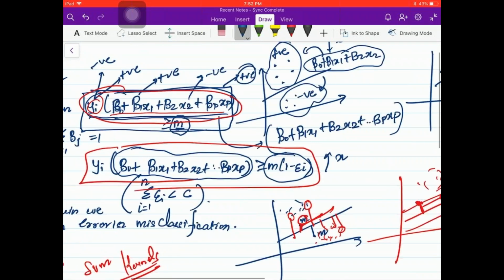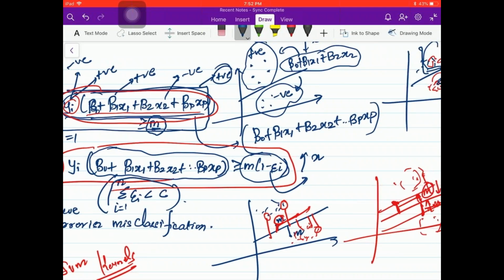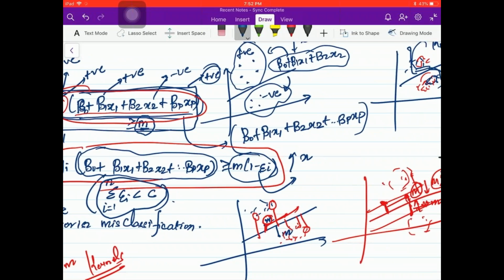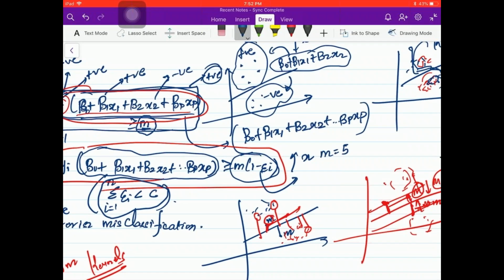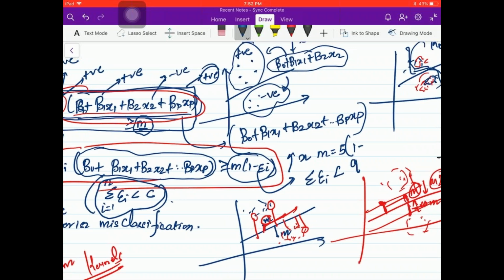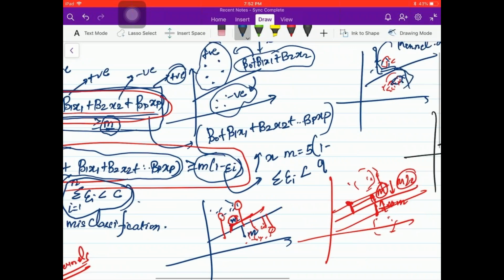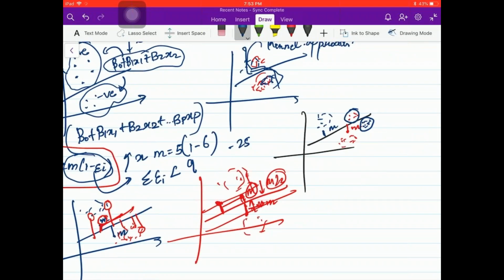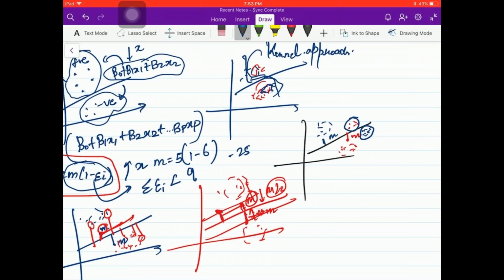So error is basically, for example, you keep a check on the total misclassification you want to have in the data. Let's take an example. Let's say M is 5, and I take sigma of error, it should be less than 9. In some cases I can take EI as 6, so it means minus 25, right? So you can misclassify a point.